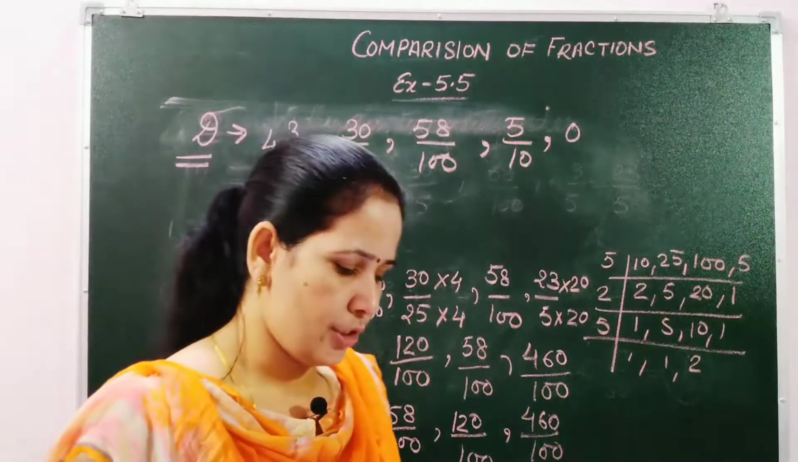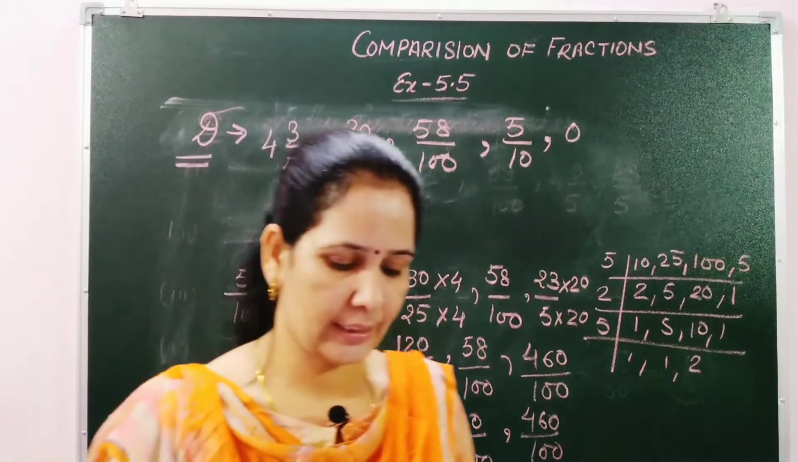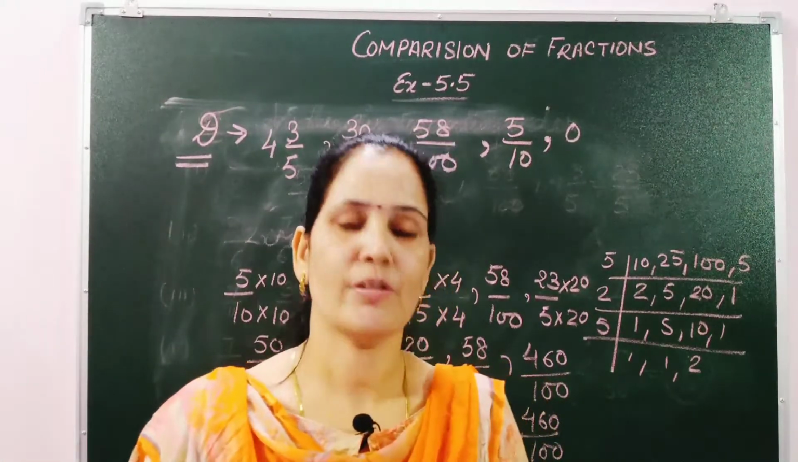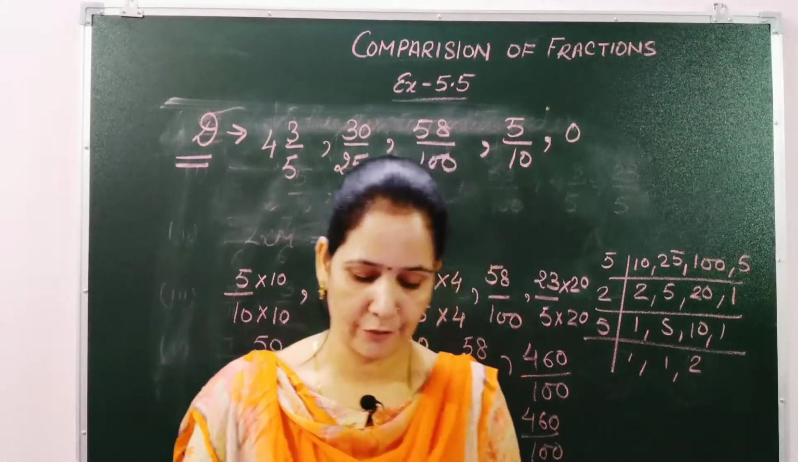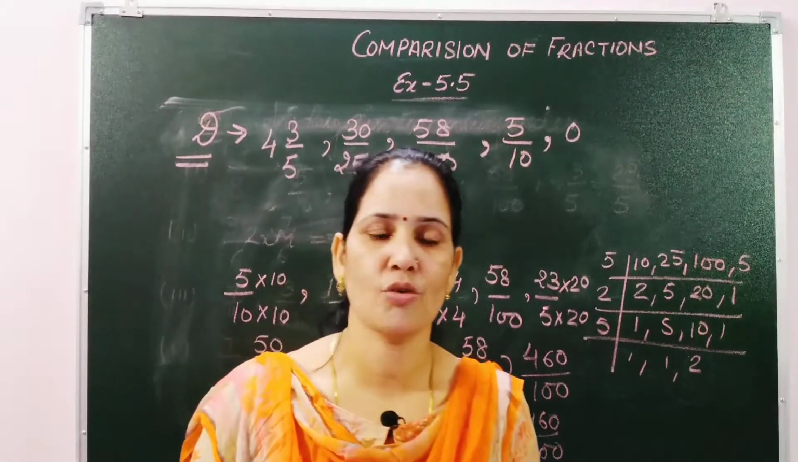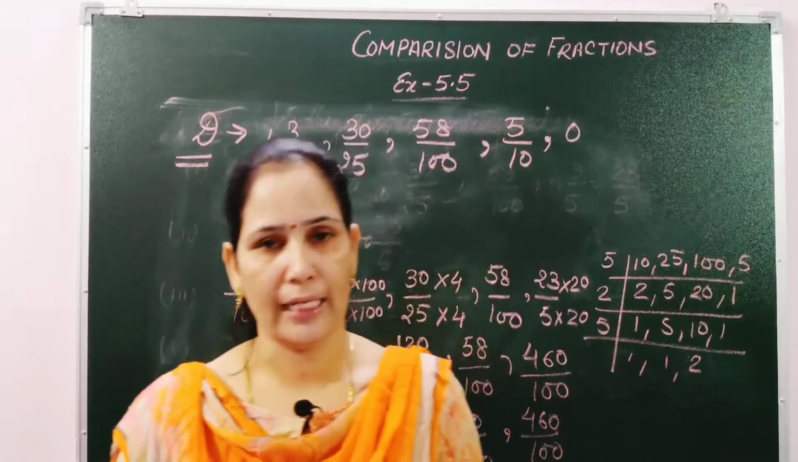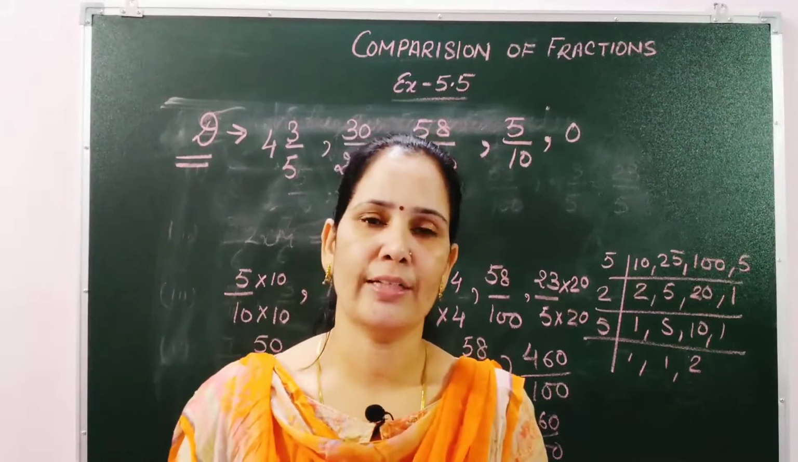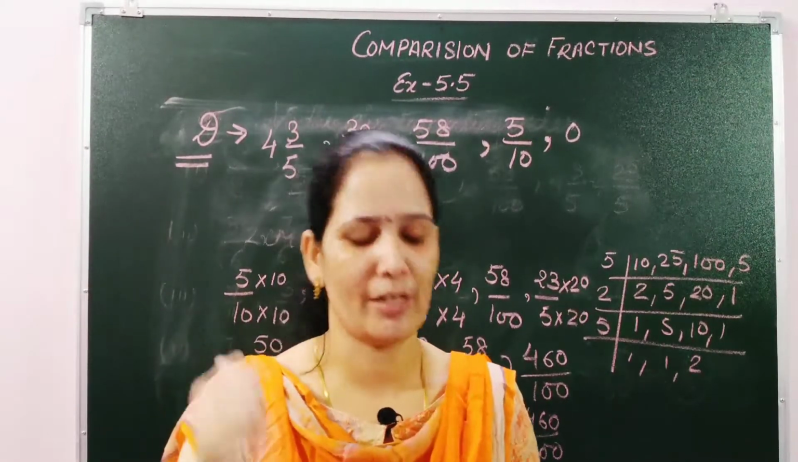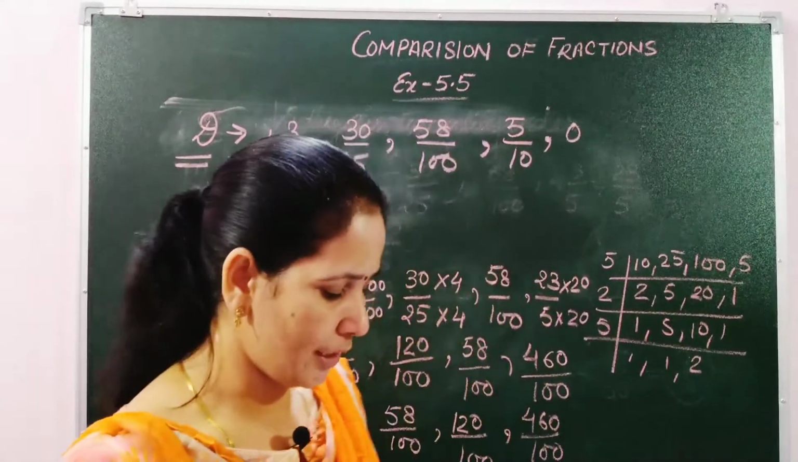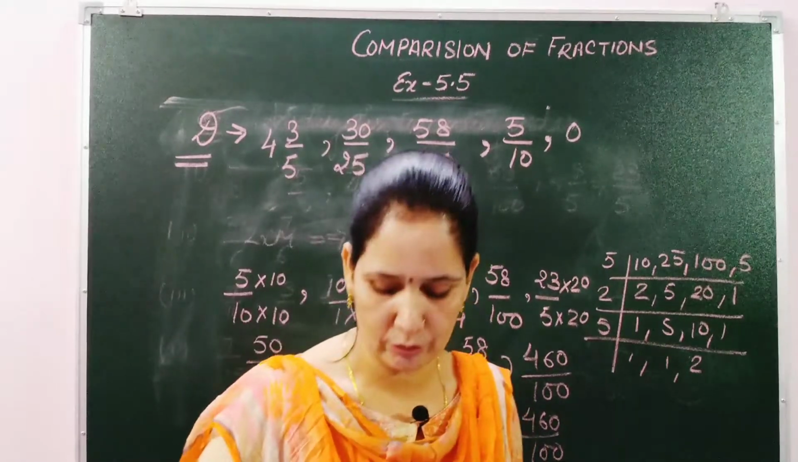Now the same question number 4, find the smallest and the greatest fractions. So students, to find the smallest and greatest fraction, first of all you have to convert the fractions into like fractions, and then find out the greatest and the smallest one. So solve this question by yourself, and question number 5 now we are going to solve.